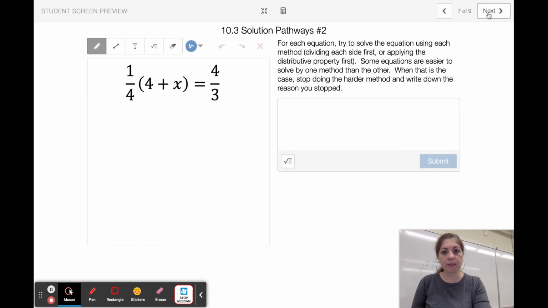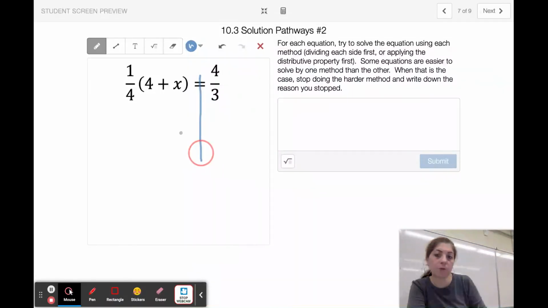We go to the next one. So this one is a little bit more complicated. We can, again, do the same strategy as long as you know how to work with fractions. So dividing by 1/4 on both sides, by 1/4. Okay, so that's going to leave you with 4 plus x equals.